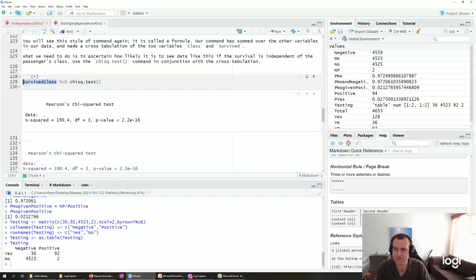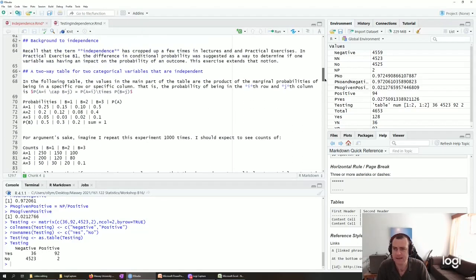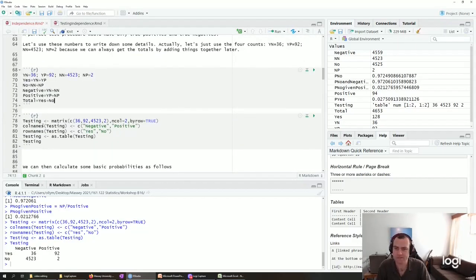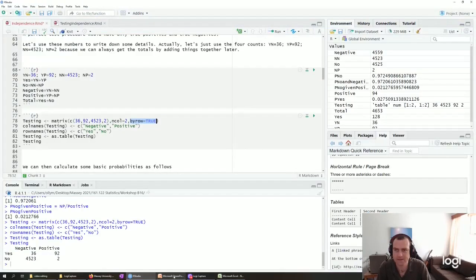Unfortunately, our data are not like in these ones. They were already prepared for us to be in a table, but ours are not for this example. So I've just tracked down some code here to put the table into R. Basically, I'm creating a new object called testing, and I put in my counts manually, being sure I know what order they're going in. This fills up the table by rows. So the first row is going to be, as we saw, the yeses: 36, 92, then 4, 5, 2, 3, 2.